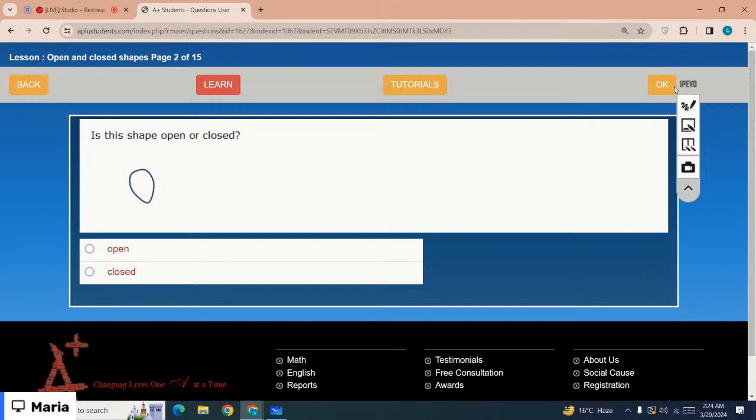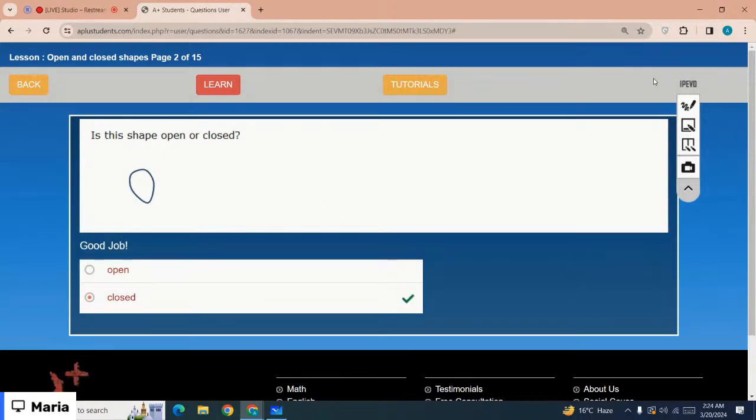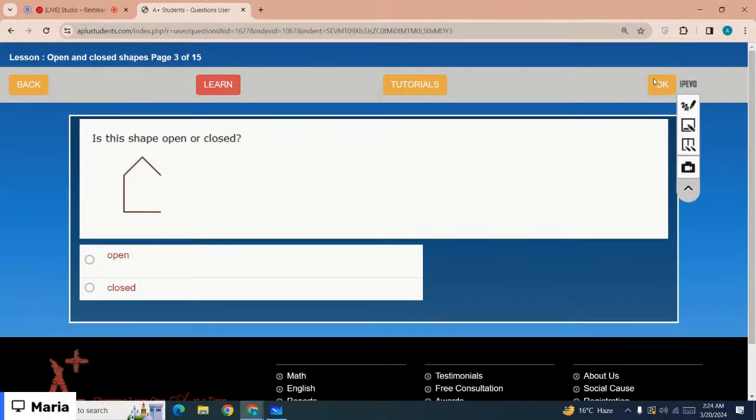The correct option is yes, that is a closed shape. Open? No, that is a closed shape, right? The next one: is this shape open or closed? The correct option is open, right?